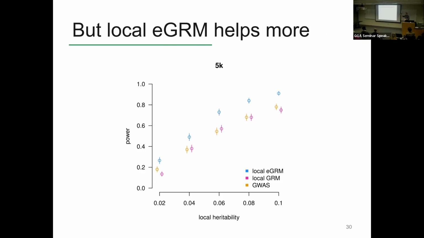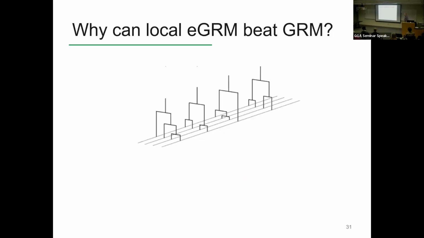But when you instead use the EGRM, you actually get a pretty substantial boost in power when there's allelic heterogeneity. So why is that? Not why it's better than GWAS. That's in some sense unsurprising because our method is built specifically to be robust to allelic heterogeneity when GWAS is not. But why does using the trees beat using just the genotypes? And this is our theory for that.